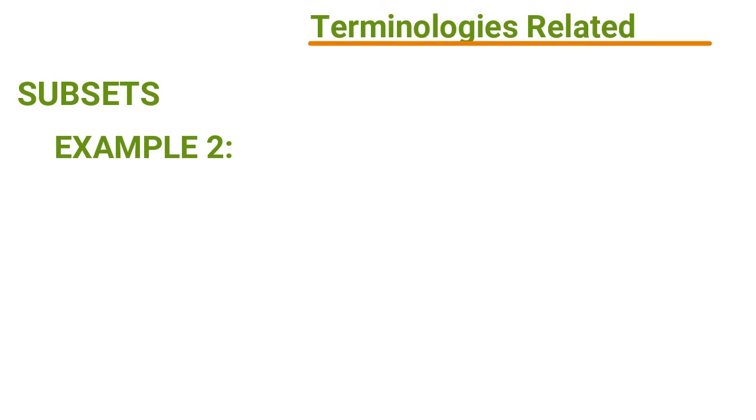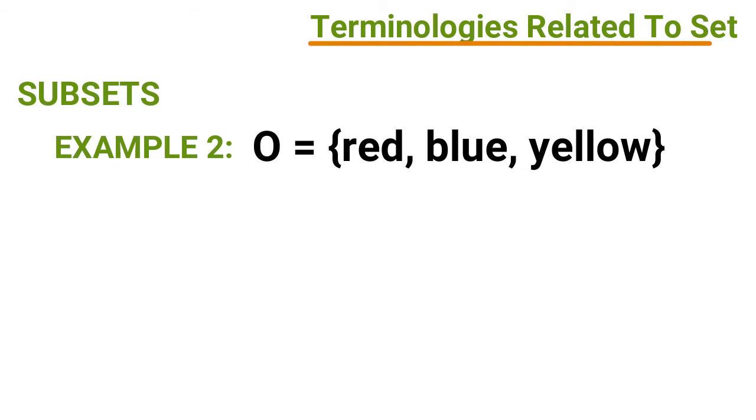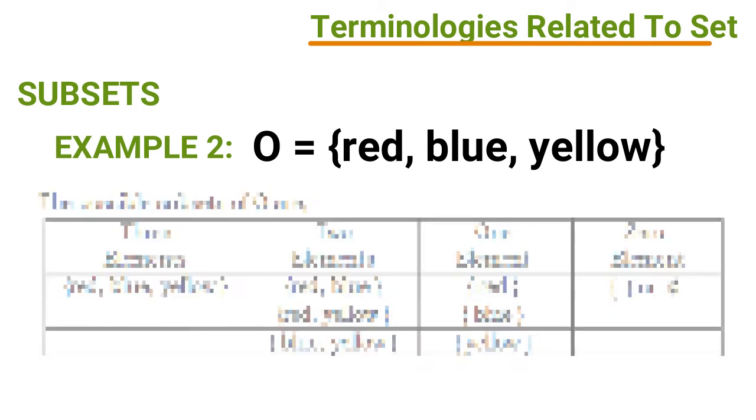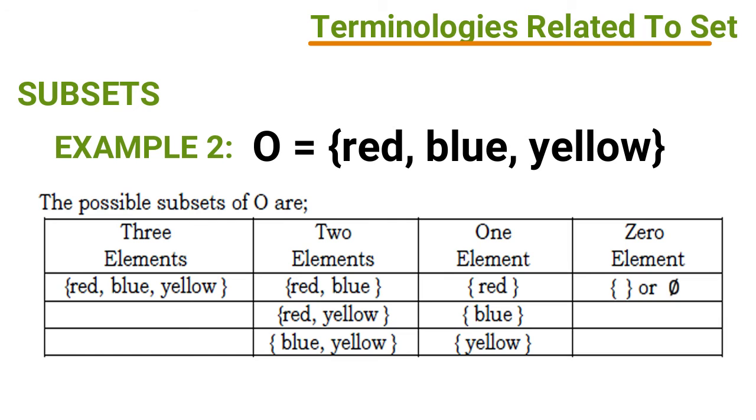In example 2, we have set O whose elements are red, blue, and yellow. Its subsets are red, blue, and yellow. Red, blue, red, yellow, blue, yellow, red, blue, yellow, and empty set or null set.